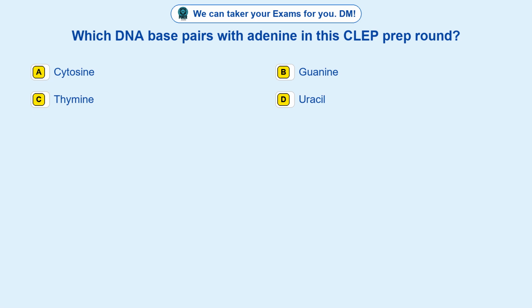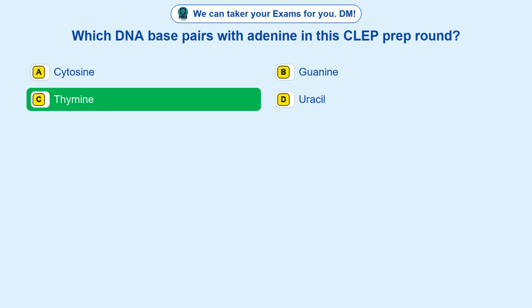Question 7. Which DNA base pairs with adenine in the CLEP prep round? Option A, cytosine. Option B, guanine. Option C, thymine. Option D, uracil. The correct answer is option C, thymine.